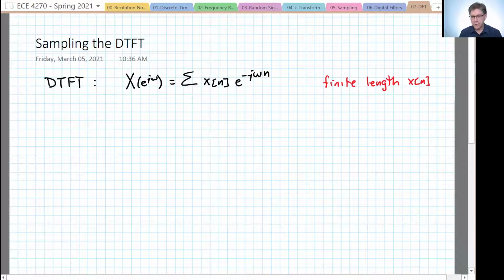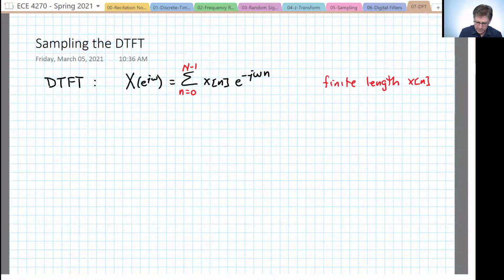In that case, even though we're summing over all time, n equals minus infinity to infinity, it's 0 everywhere except for n equal to 0 through N minus 1. So if we have the finite length N, our definition of the DTFT looks like this.